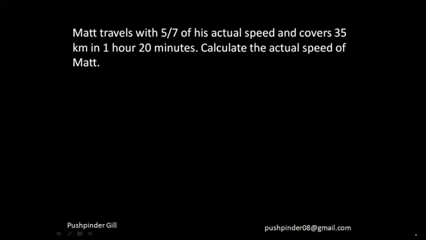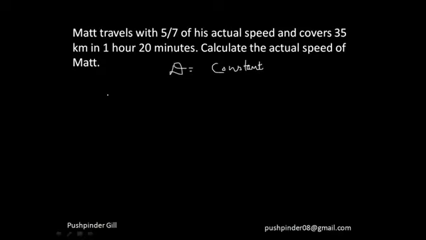Fine. So let's see one more question. Matt travels with 5/7 of his actual speed and covers 35 kilometers in 1 hour and 20 minutes. Calculate the actual speed of Matt. So in this question, if you see, the distance is constant, right? Because he travels at 5/7 of his actual speed and covers this much distance. Earlier he was traveling at his original speed and also covering this much distance. So in this question, distance is supposed to be constant.